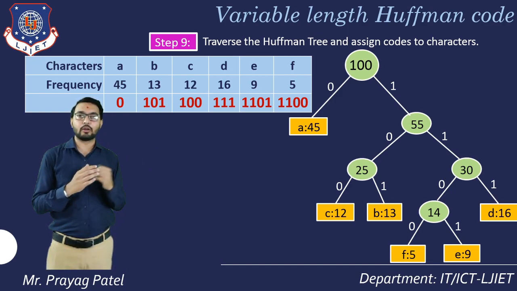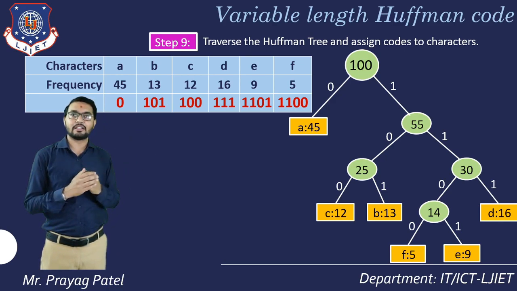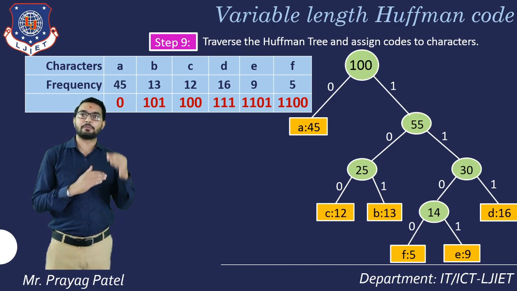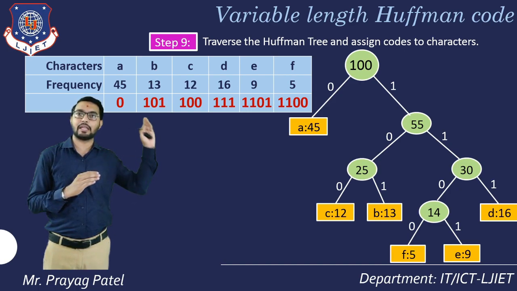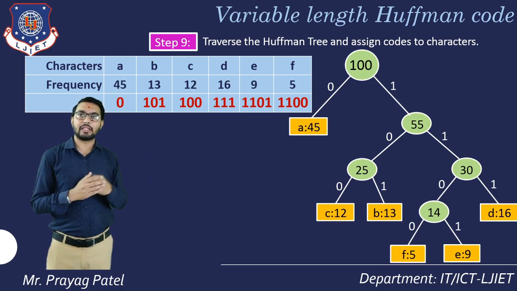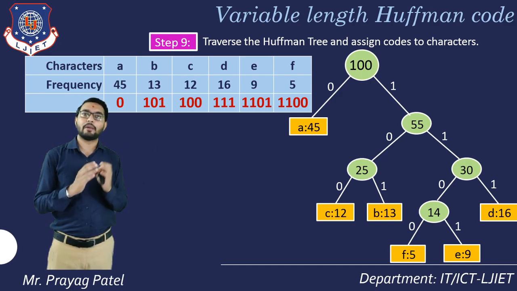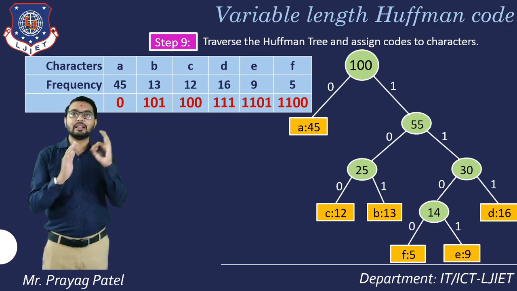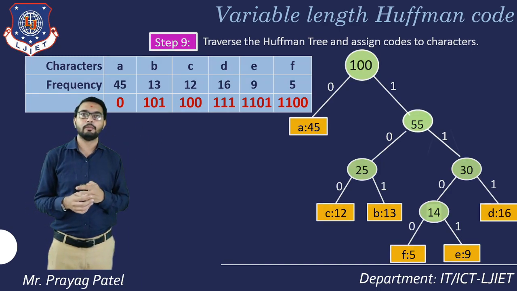Now in variable length encoding, consider the total number of bits required. For character A, it is repeated 45 times, which means frequency equals 45. 45 multiplied by 1, because the code for A has length 1. So here we have 45 multiplied by 1, then 13 multiplied by 3, plus 12 multiplied by 3, plus 16 multiplied by 3, plus 9 multiplied by 4, plus 5 multiplied by 4. So this code is minimum compared to the fixed length. That's why we can say that this code is an optimal code.